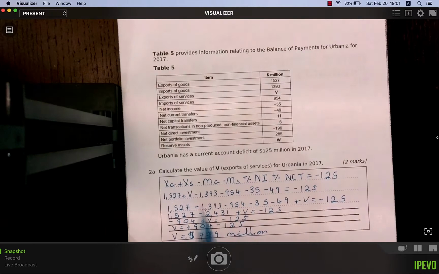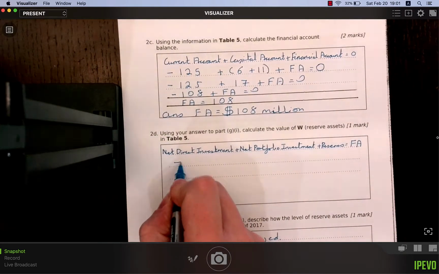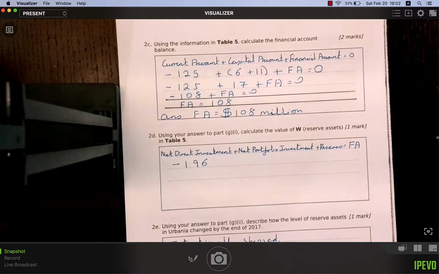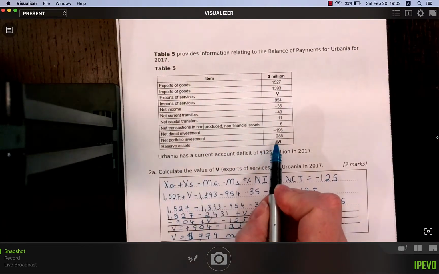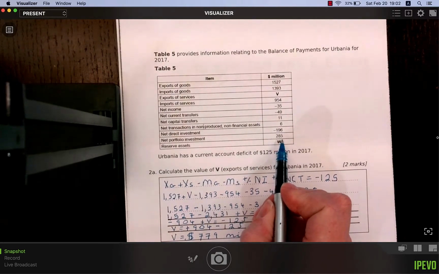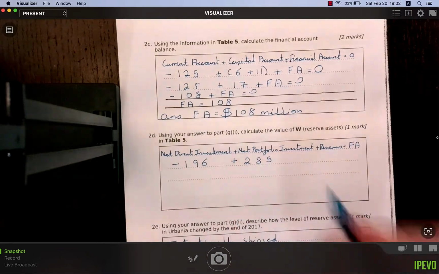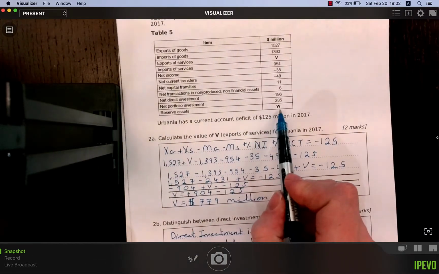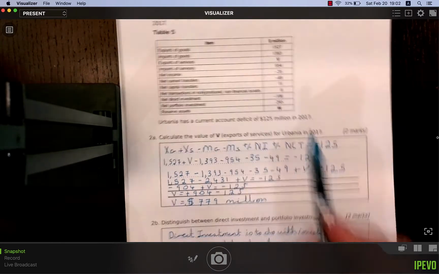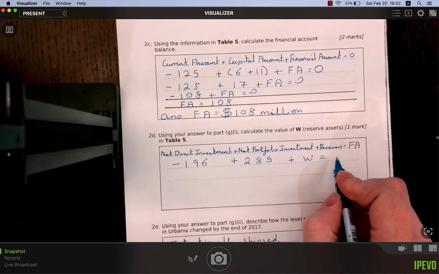So we've got net direct investment is minus 196 million. So the first thing I'm going to do is go 196, okay? Now let's have a look at what else this says. Net portfolio investment is positive, and it's 285 million. So I'm going to write plus 285. Okay. Reserves, well, what does the table say? Well, it's W, because this is what we're trying to calculate. So plus W. Now I know it can be plus or minus, but I'm not too concerned about that. Equals 108, the financial account.